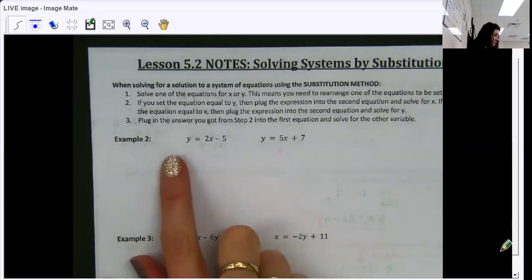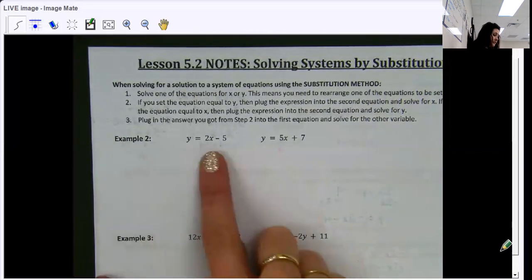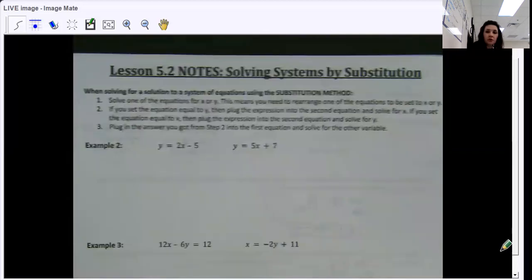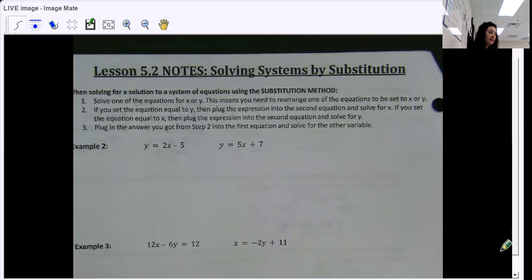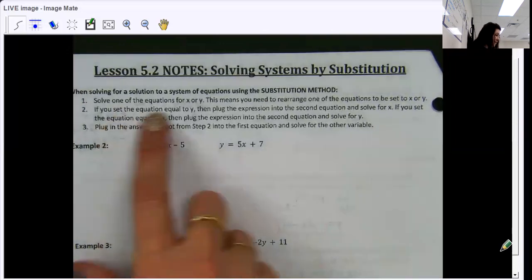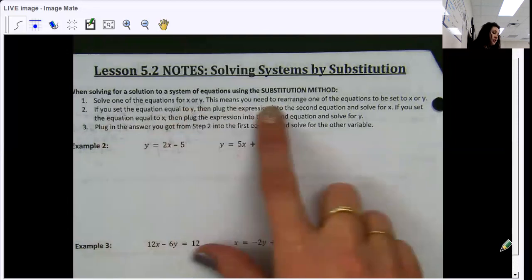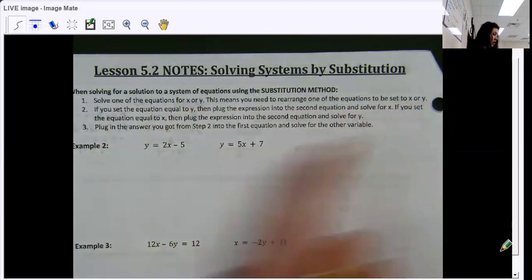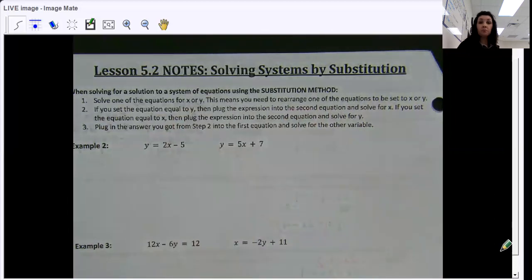So example 2, we have two equations, and I actually put the instructions up here, so we'll just refer to those. Let's look at step 1. It says solve one of the equations for x or y. This means you need to rearrange one of the equations to be set to x or y. Well, if you look at both of these equations, they're both set equal to y. So we can skip that step.